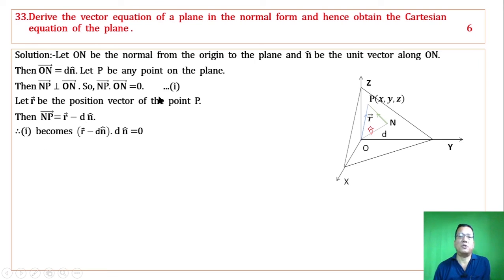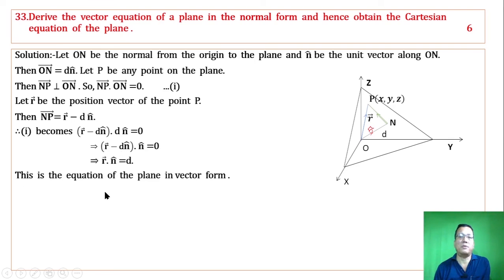Therefore, equation 1 becomes, substituting the value of NP vector, the scalar product with d, dividing both sides by d, and multiplying by n cap in the scalar product, we get r dot n cap minus d equals 0. This is the equation of the plane in vector form.